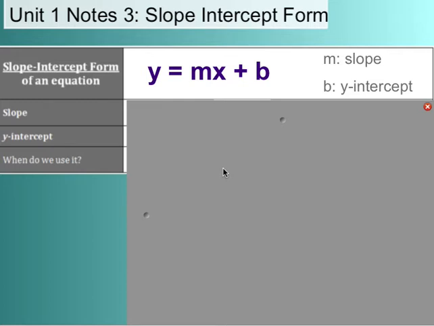We will be doing Unit 1, Notes 3. We are going to be talking about slope-intercept form. To start off with, slope-intercept form is simply y equals mx plus b.